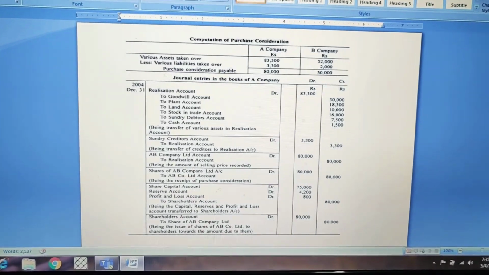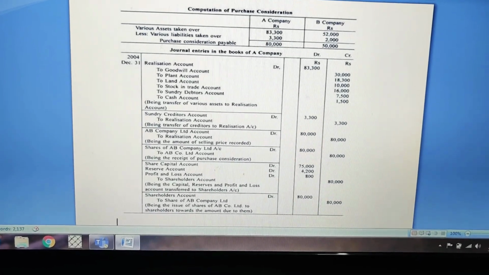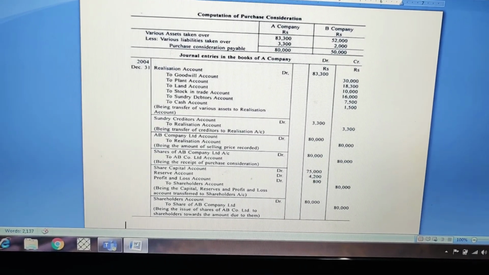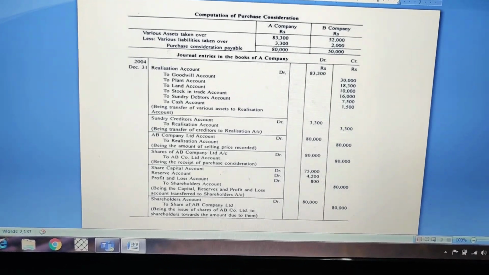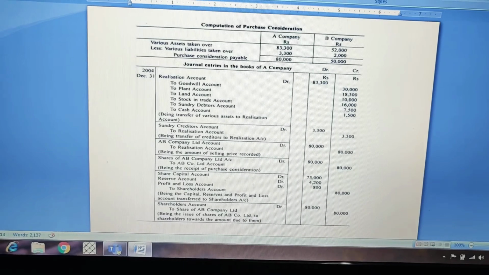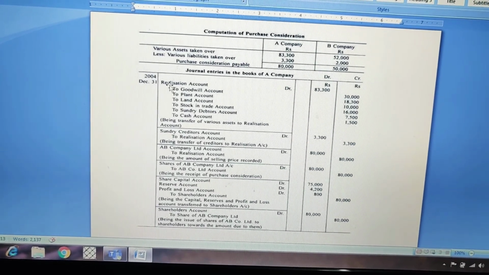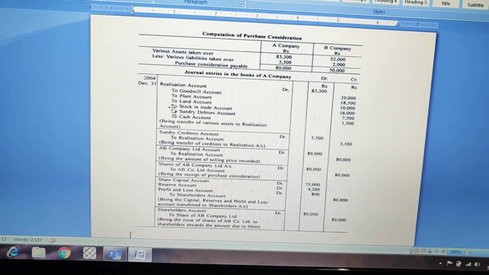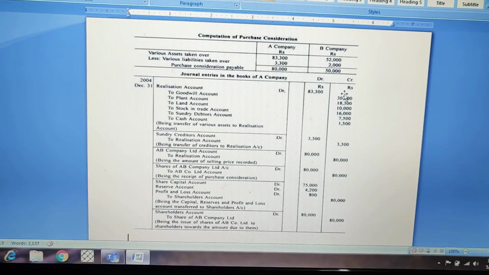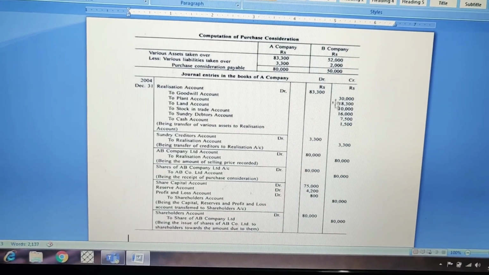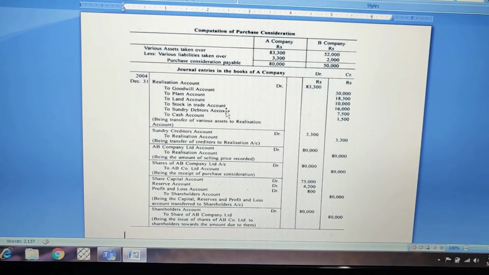what you have to do is pass the journal entries. For passing the journal entries, what we already did in our ledgers, we just have to pass that in our journal entries. Like the first entry, you can see that realization account debit to goodwill account, to plant account, to land account, to stock in trade account, to sundry debtors account, to cash account, and the various amounts of these are written over here. So how can you make this journal entry?